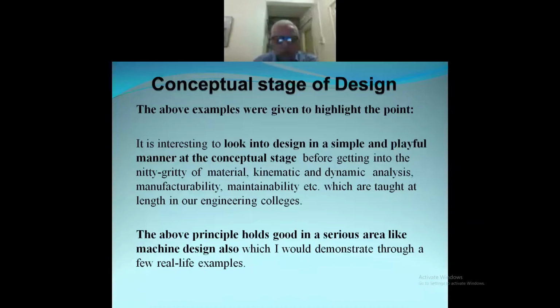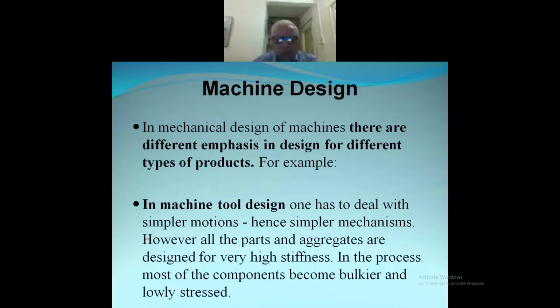In machine design, different parameters are emphasized depending on what we are designing. For example, in a machine tool, one has to deal with simple motions, 2 or 3 linear motions, maybe 1 or 2 rotary motions. So motions are simple. As a result, the mechanisms are simple, but there is a very important point, that is the rigidity of the total chain of parts, right from the machine to the cutting point to the workpiece. If that is not stiff, then you will not be able to maintain accuracy. So a lot of work goes into making those parts strong, and in the process, many of them become understressed from the normal stress calculation point of view.